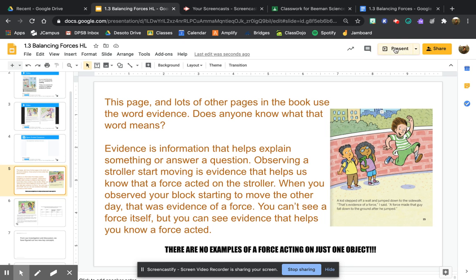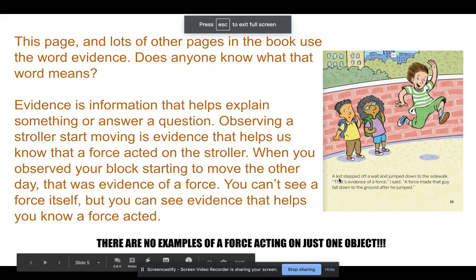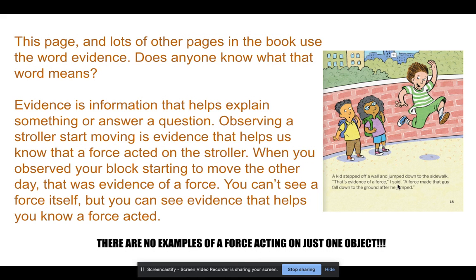I'm going to go ahead and read page 15. It says a kid stepped off a wall and jumped down to the sidewalk. "That's evidence of a force," I said. A force made that guy fall down to the ground after he jumped. This page and lots of other pages in the book use the word evidence.